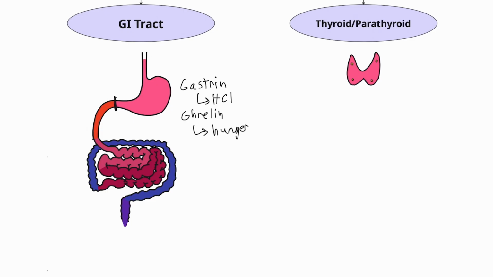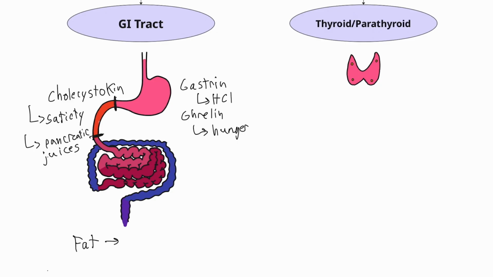The duodenum, which is what the stomach empties into, and it's the first part of the small intestine, once food reaches that, it releases a hormone called cholecystokinin. This hormone promotes satiety, and it encourages the release of pancreatic juices to help digest that food that just entered. While not related to the digestive system, fat tissue does release a hormone related to hunger. It's called leptin, and leptin also promotes satiety.